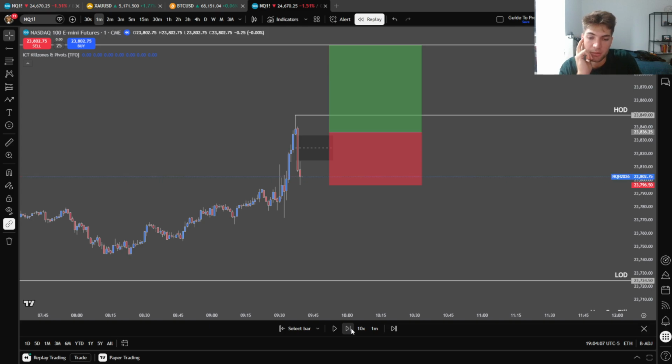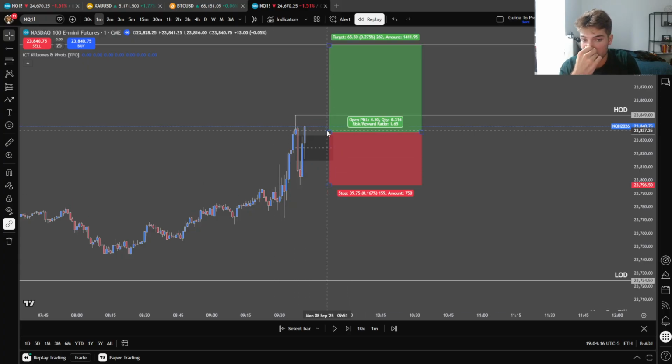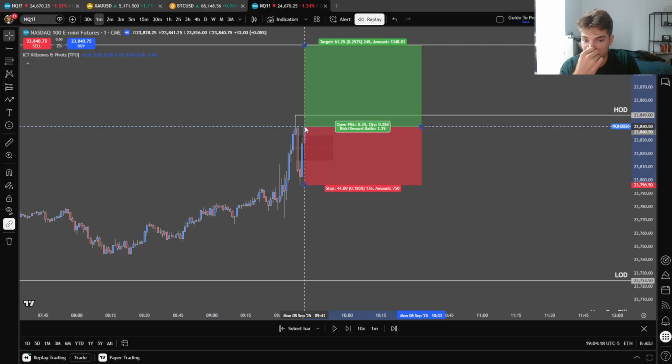So let's see what happens. Let's see if we actually do get this trade. Okay, no confirmation yet. Okay, that's pretty good confirmation for me. Now, is this out of our time zone? Yeah, it is not inside of our classic trade time zone.